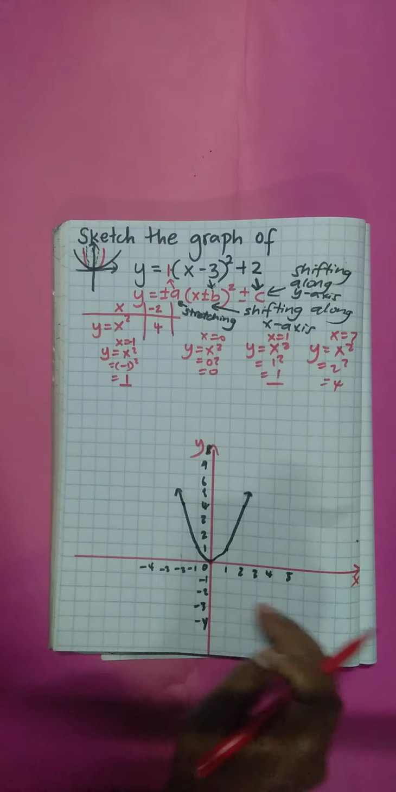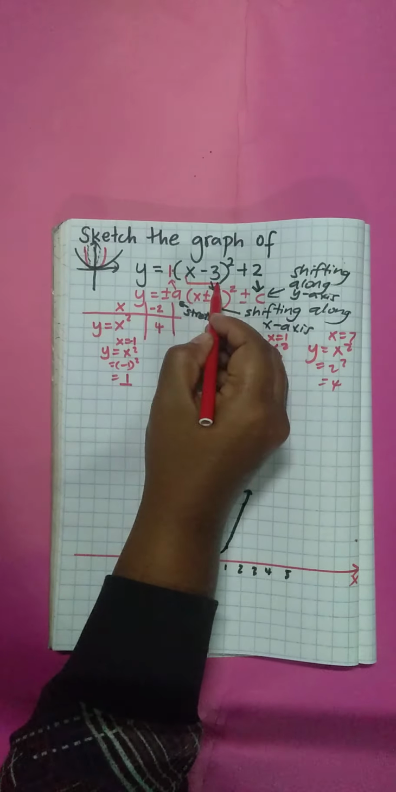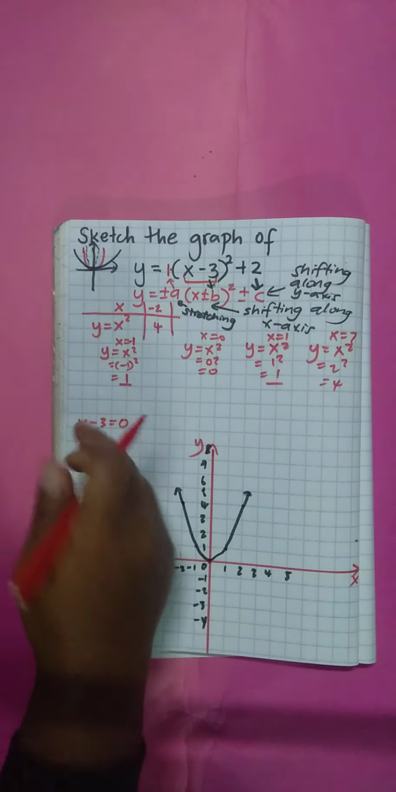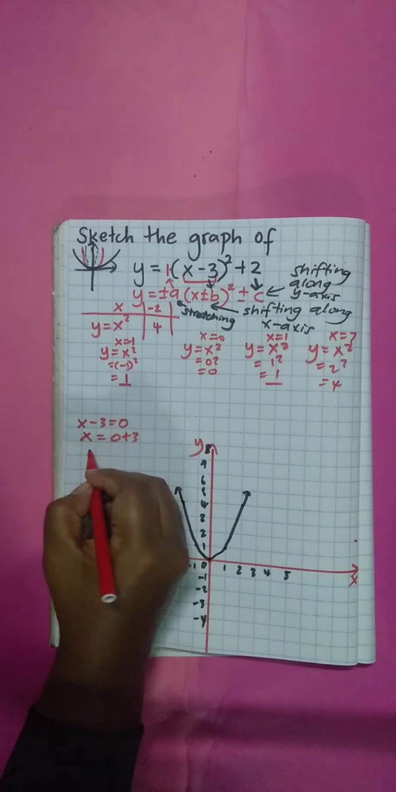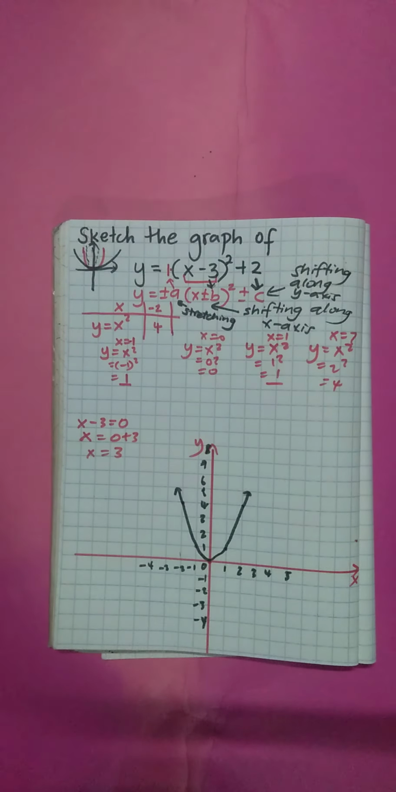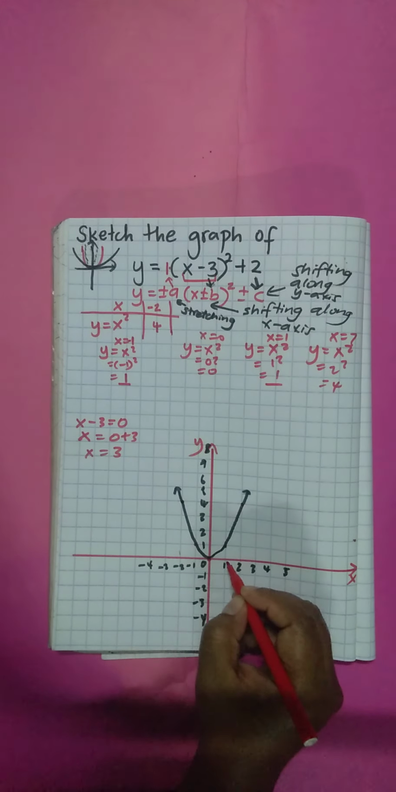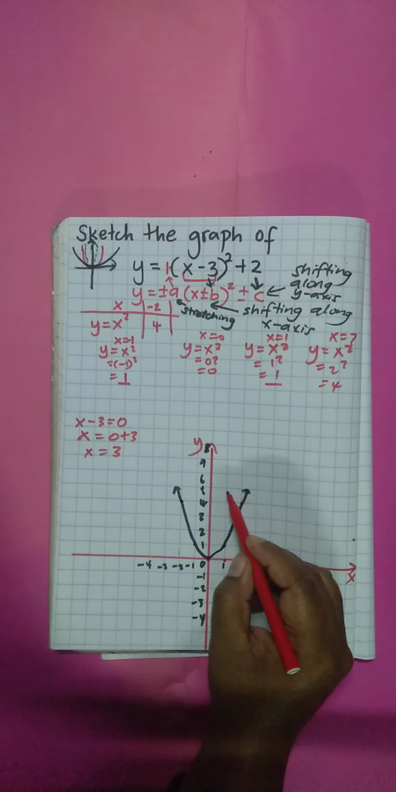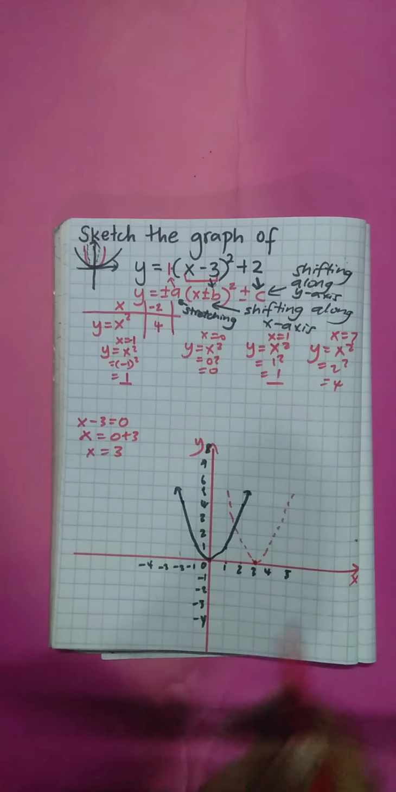For shifting along the x-axis, we have to know the value of x. It is x minus 3, so we make x minus 3 equal to 0 in order to know the value of x. Opposite operation, x equals 0 plus 3, so the value of x is 3. We can clearly see it's a positive 3, so that means we will shift 3 units to the right. So from here, 1, 2, 3, we will shift 3 units to the right. So it will be like that.